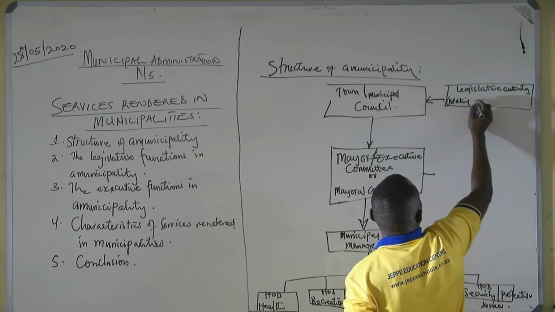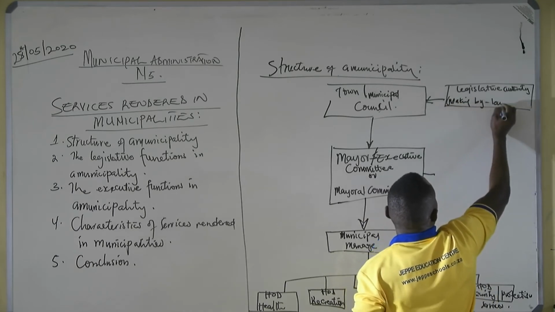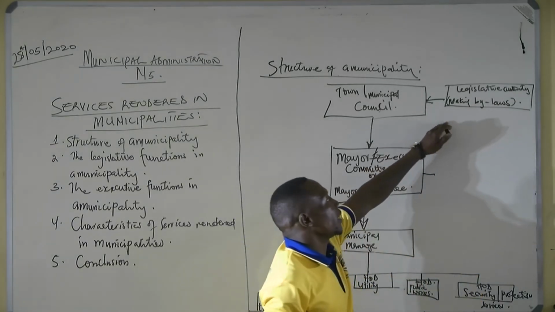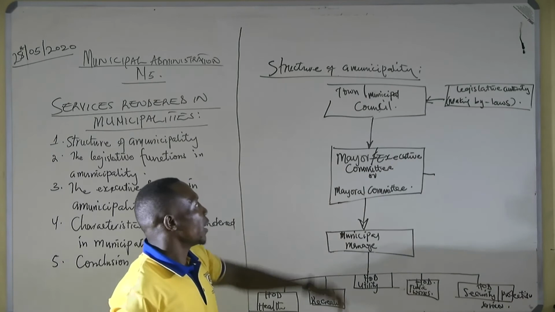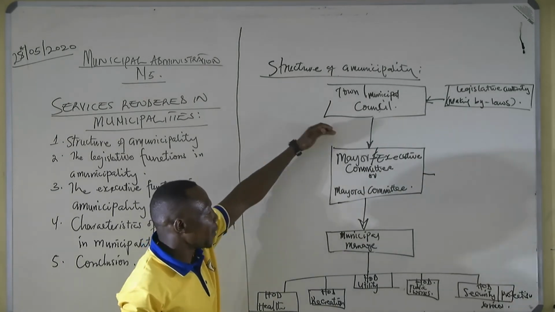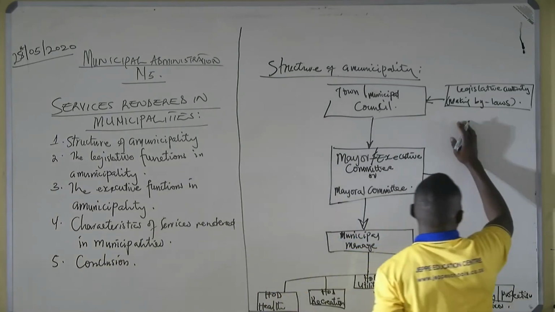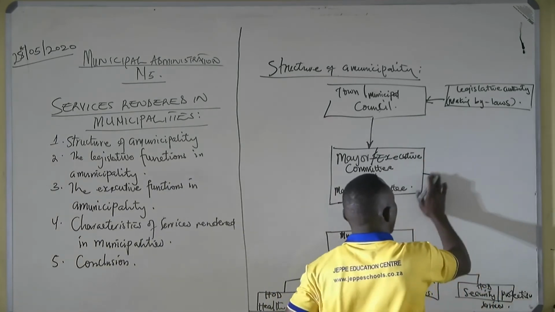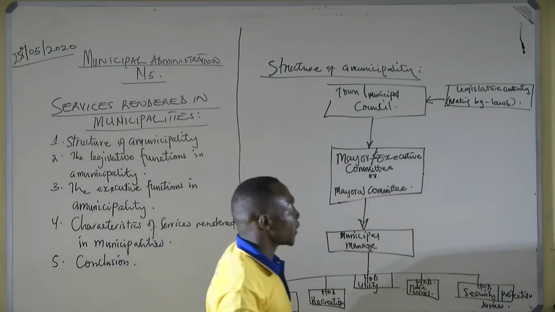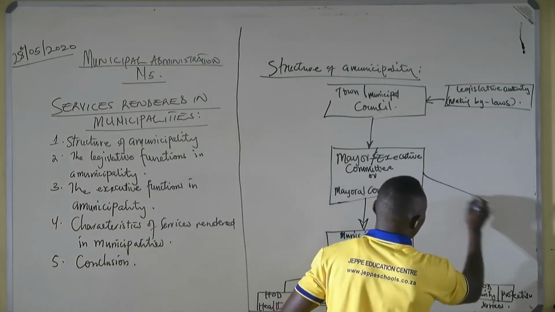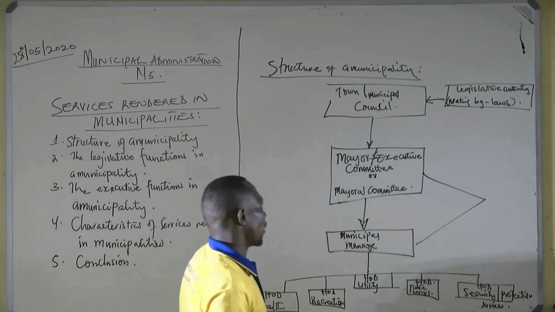This legislative authority is in charge of making bylaws in a municipality. So this is the legislative authority in a municipality, which is appointed directly by the municipal or the town council. And its major role is to make sure that they sit and make the bylaws.